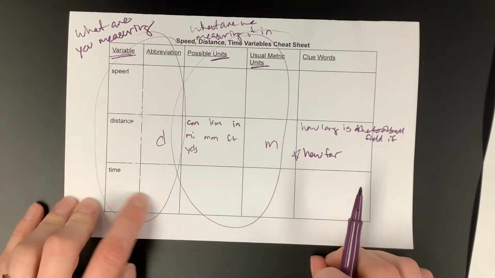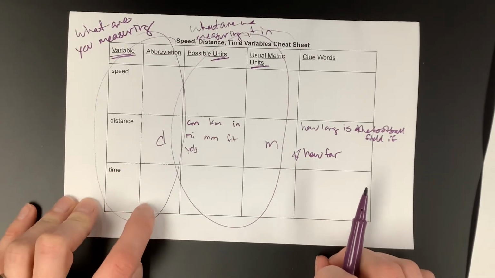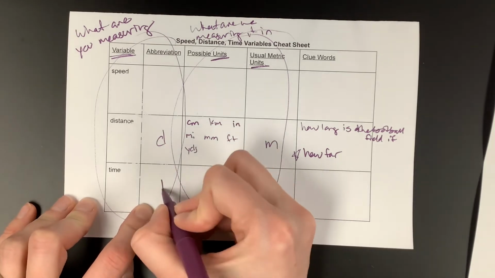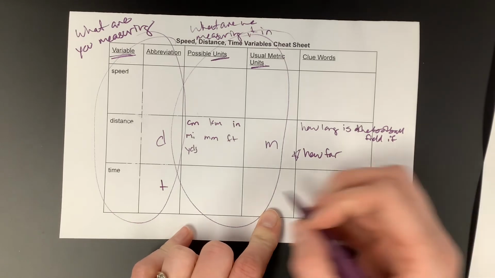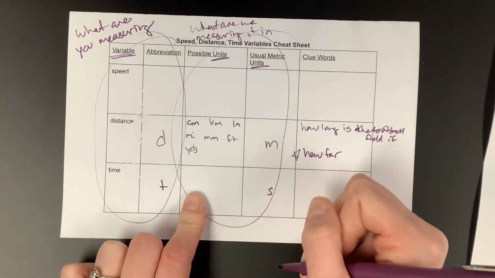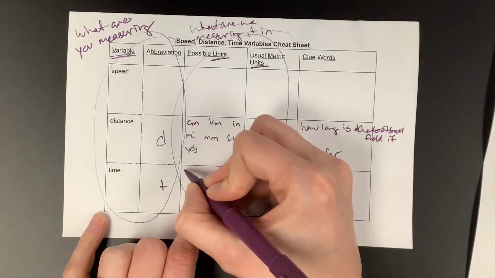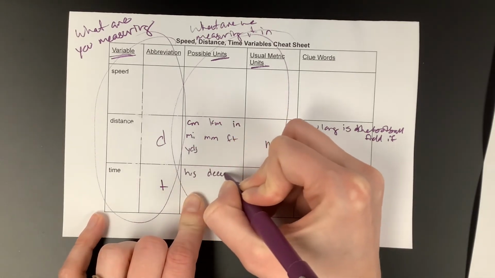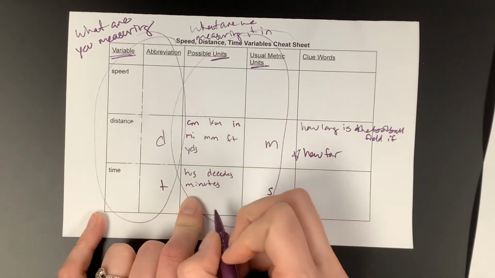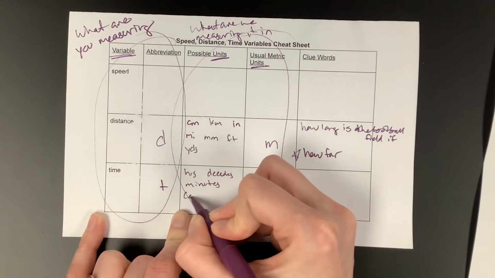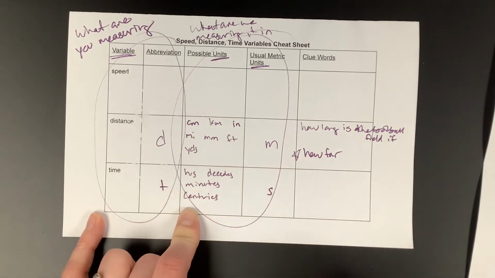Okay, what about time? How do we abbreviate the variable for time? Lowercase t. What units are we typically going to measure time in? Seconds. What other units could we measure it in? Hours. Decades. Minutes. Centuries. A billionth of a second. Milliseconds. Picoseconds. Hectoseconds. Millennia.